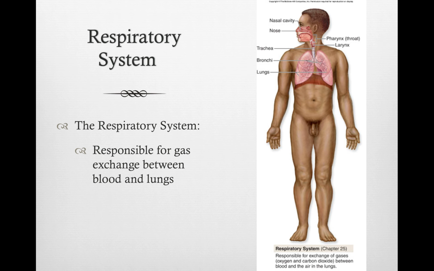The respiratory system is responsible for gas exchange between the blood and lungs. So this is that system that is focused entirely on the ability for us to bring atmospheric gas in, specifically to exchange oxygen into our blood and exchange carbon dioxide out of our blood into the lungs, and then obviously back out of the body.